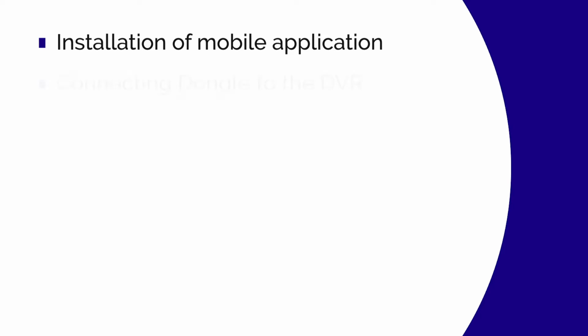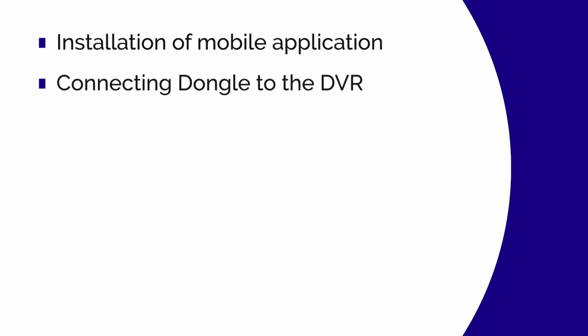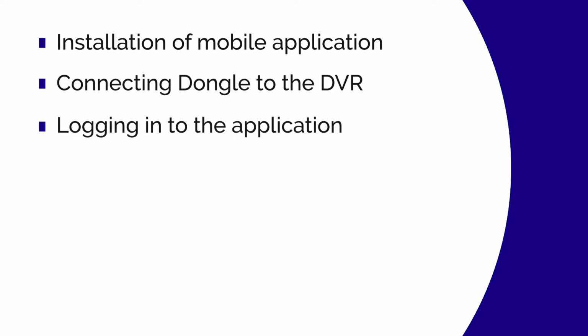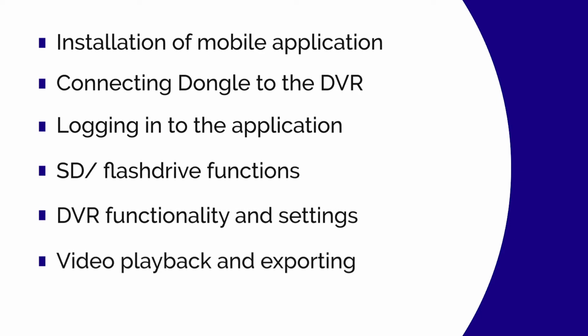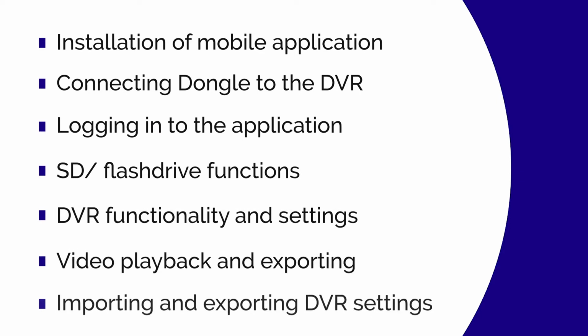We will cover the installation of the mobile application on an Android or Apple device, connecting the dongle to the DVR, logging into the application once the device is connected, the SD flash drive function, DVR functionality and settings, video playback and exporting, and importing and exporting DVR settings for updating other DVRs in your fleet.